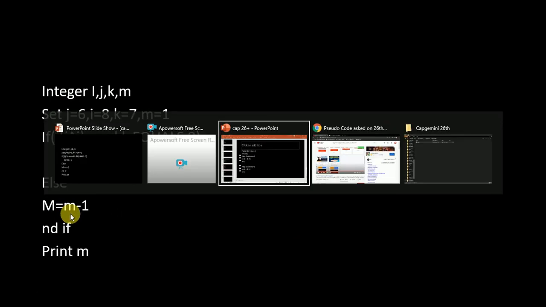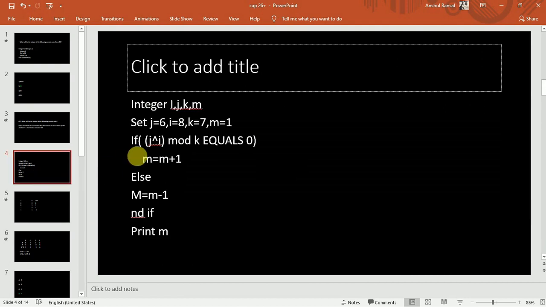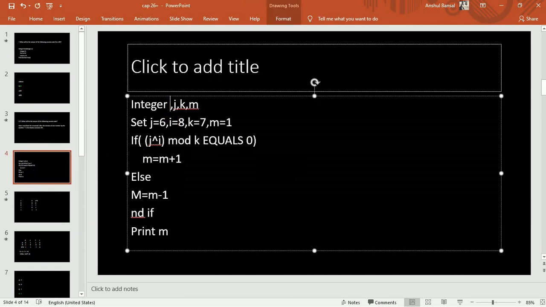Just wait for a second, guys. I have to do some corrections. Here the variable is i, and this is not capital, this is small only, and we'll continue.